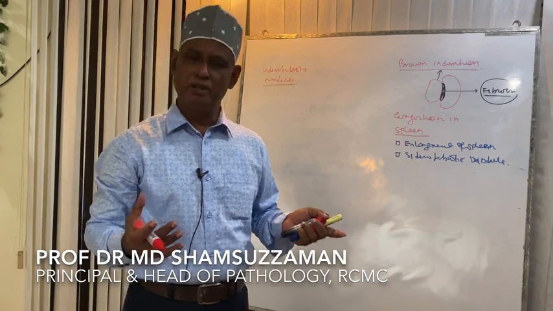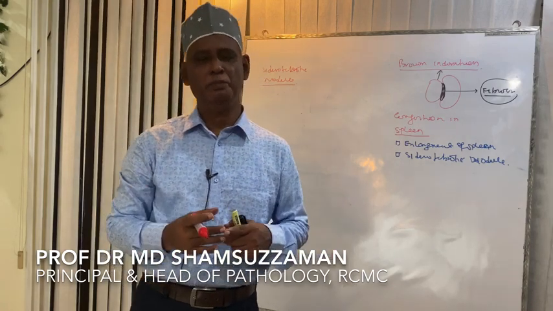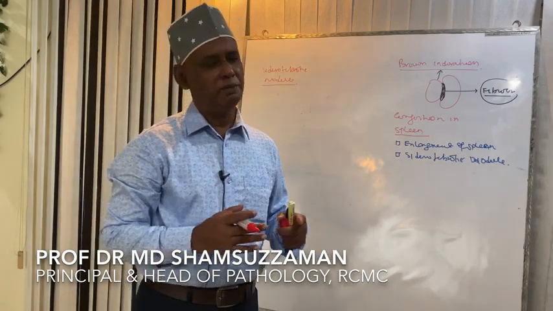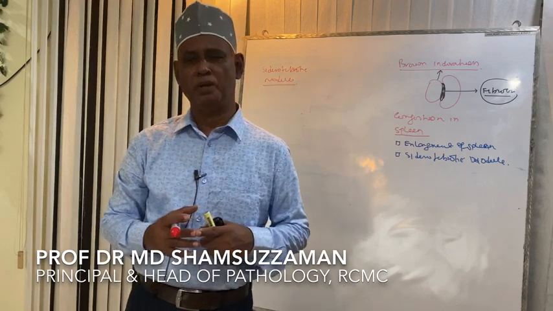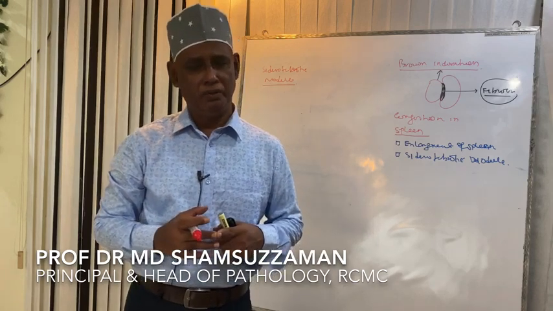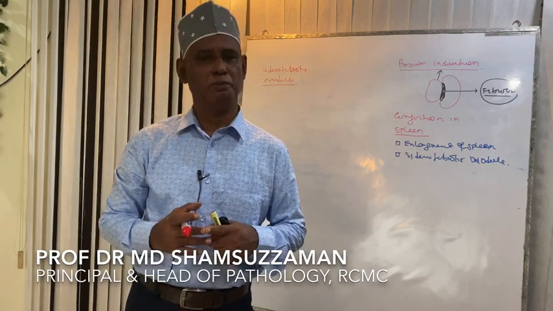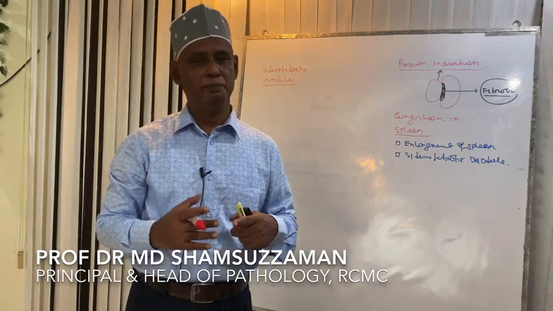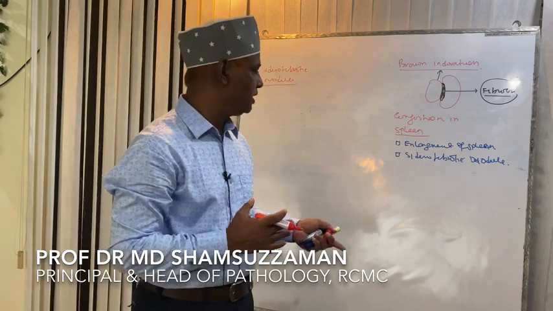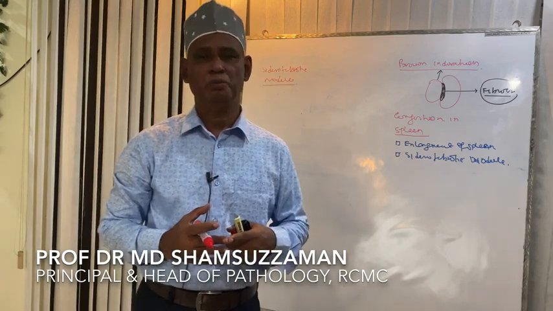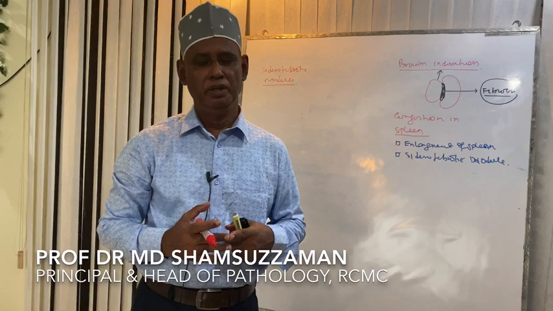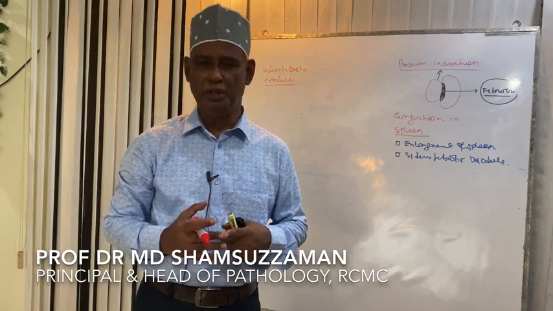Again, if there is chronic congestion, there is chance of hemorrhage, and from the RBC there is release of iron. The iron is converted to hemosiderin, and due to chronic congestion there is chance of development of fibrosis. This fibrosis and hemosiderin make siderofibrotic nodule in chronic congestion of spleen.